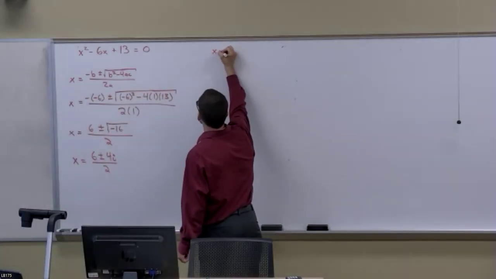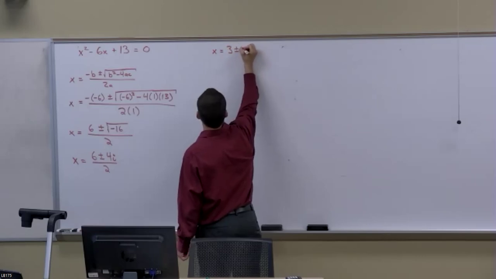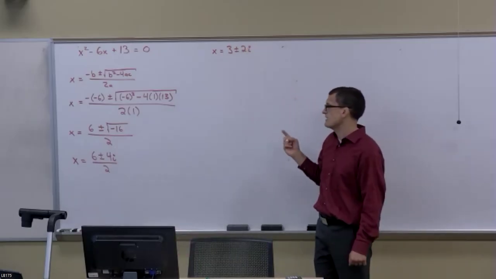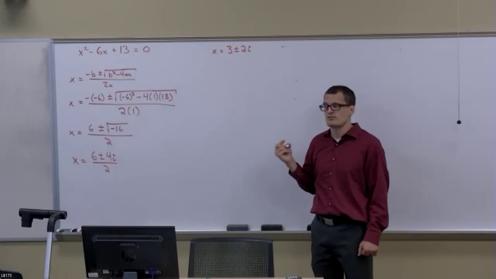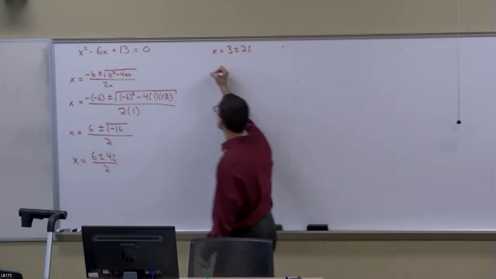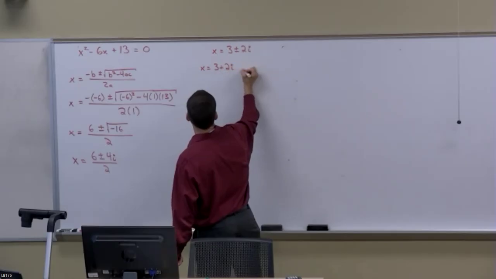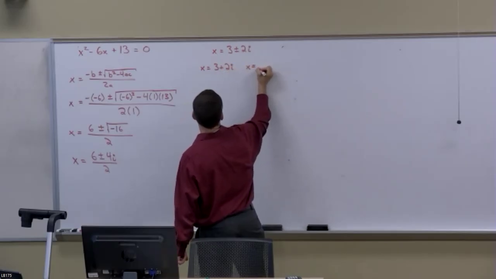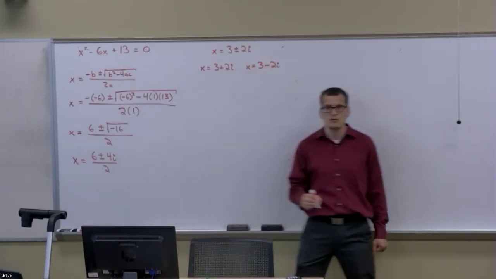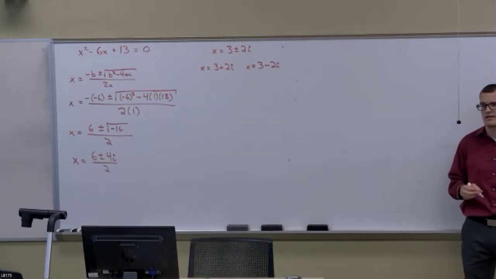When you divide by 2, you'll get 2 answers. 6 divided by 2 is 3. 4i divided by 2 is 2i. So I end up with 3 plus or minus 2i. And when you write that in Moodle, make sure you write each answer separately. Plus or minus is not an answer. What this is referring to are the two complex numbers, 3 plus 2i and 3 minus 2i.